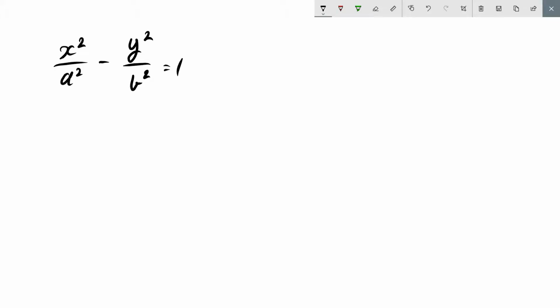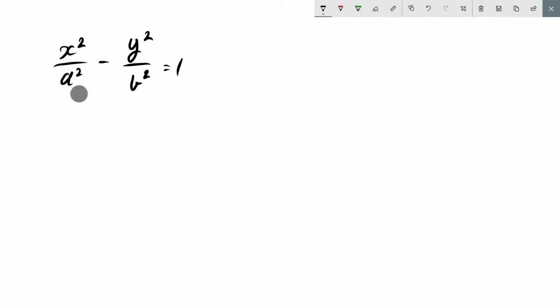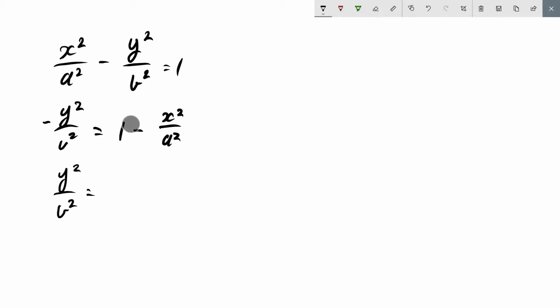What I'm going to do now is take our general formula and make y the subject. So the first thing I want to do is move this x squared over a squared onto the other side, so we'll get minus y squared over b squared is equal to 1 minus x squared over a squared. I'm now going to take out the minus on this side. We get y squared over b squared is going to equal, and I'm going to swap these two around so the positive term is at the front, x squared over a squared minus 1.